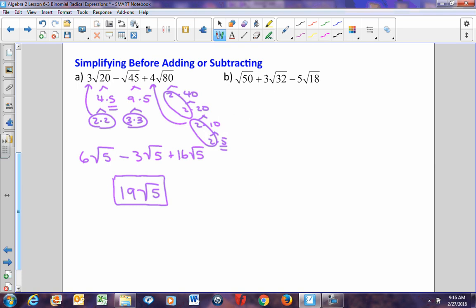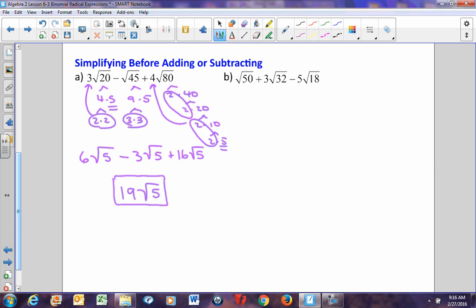Where the Inspire will, if I took 3 square roots of 20, and I subtracted from that the square root of 45, it would simplify this down to 3 square roots of 5. So, just because the Inspire will do it doesn't mean you don't have to learn how to do it the proper way. Because remember, you're going to eventually have to do things without a calculator. SAT tests. I know a lot of college professors that don't allow the TI Inspire calculator in the classroom until you get to pre-calculus and calculus.